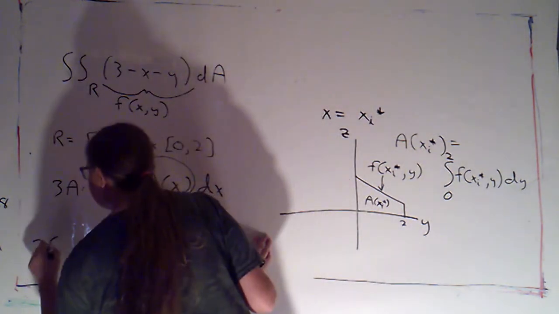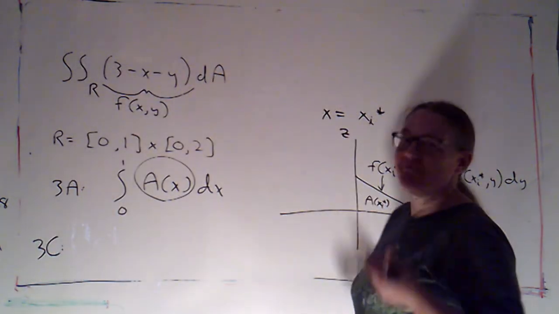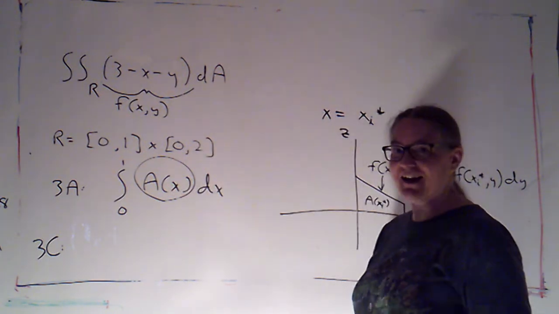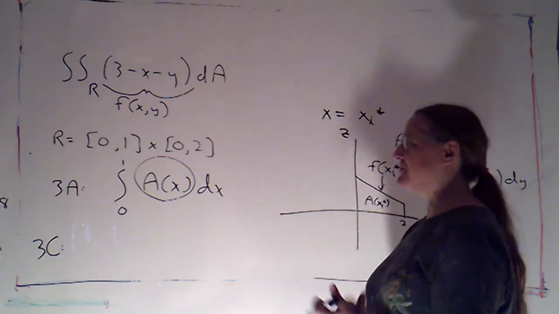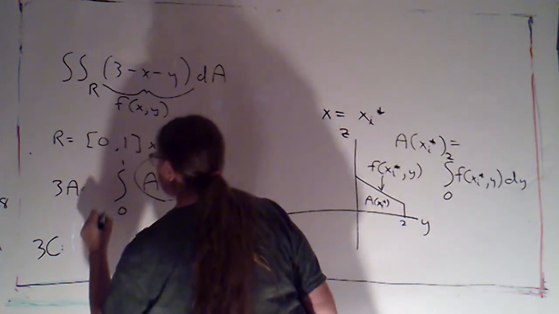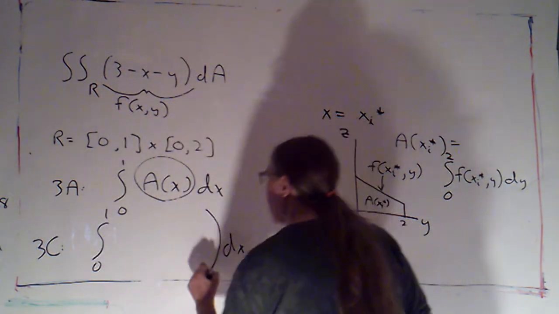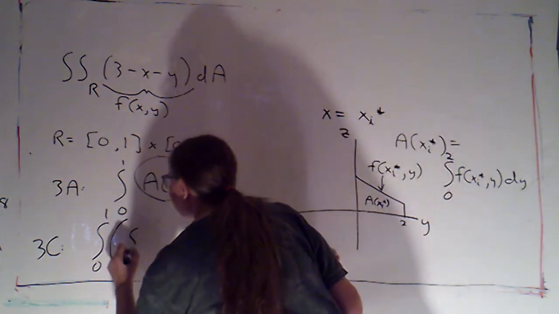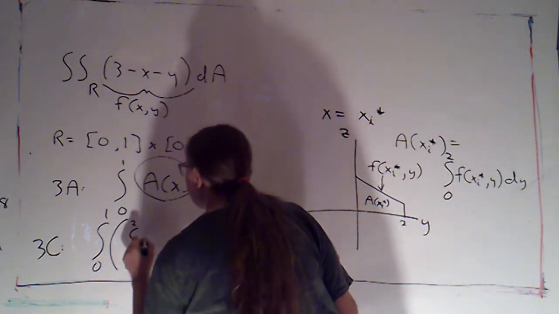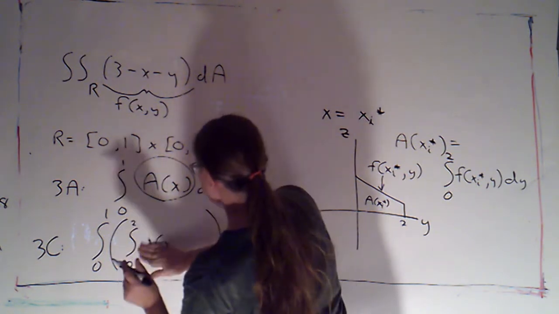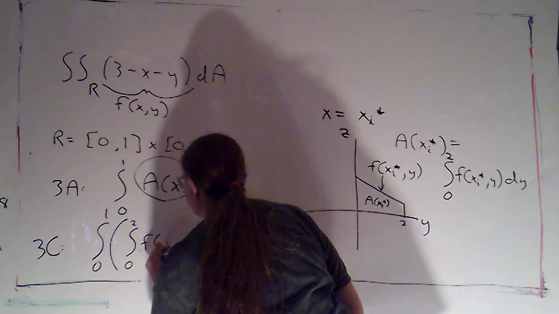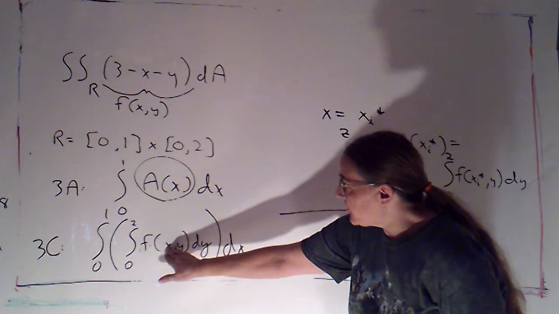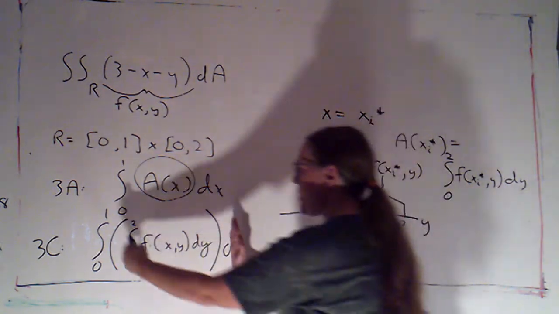So the 3C way, we're still doing volumes by slicing. But what we're doing is calculating the cross-sectional area as an integral rather than using a geometry formula. So it would be the integral from 0 to 1 dx. I'm just going to write that cross-sectional area function as an integral from 0 to 2 of f of x, y dy.